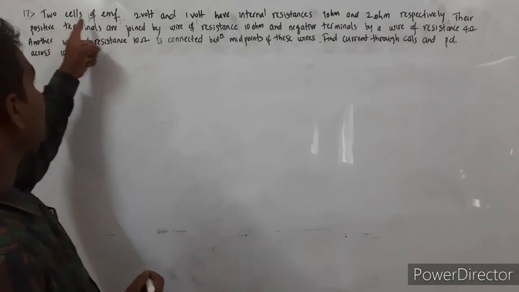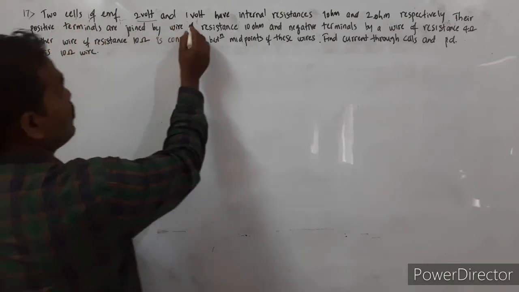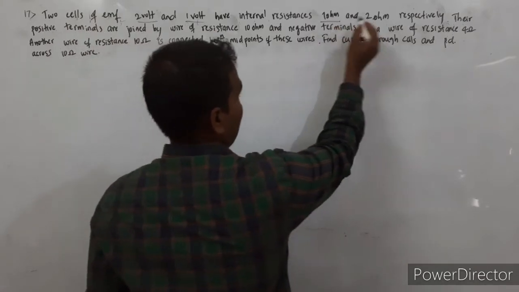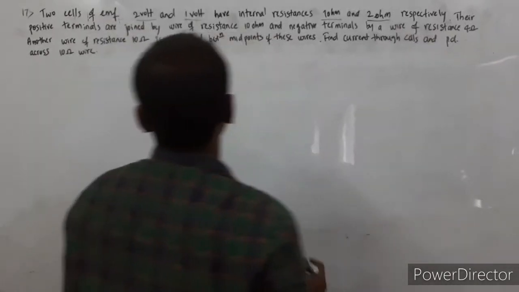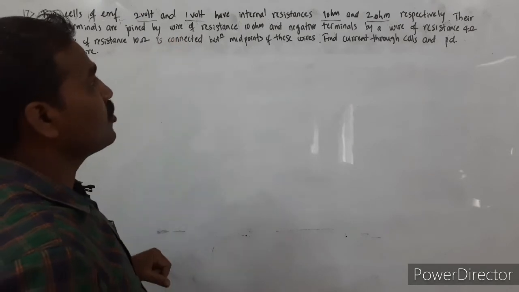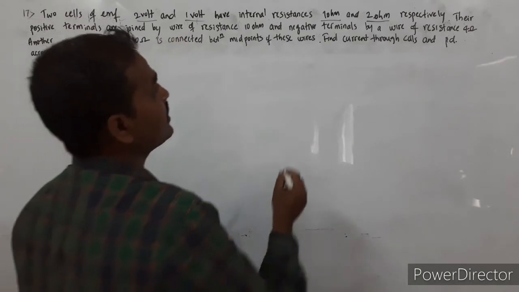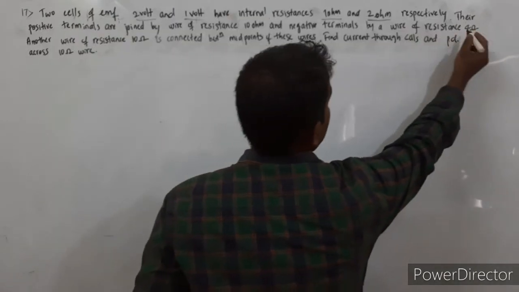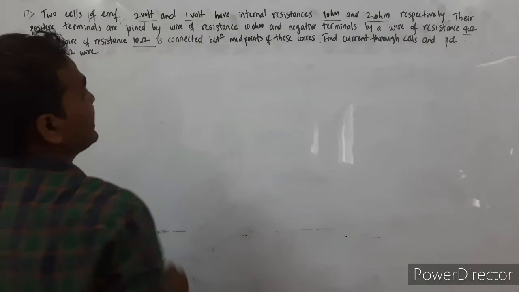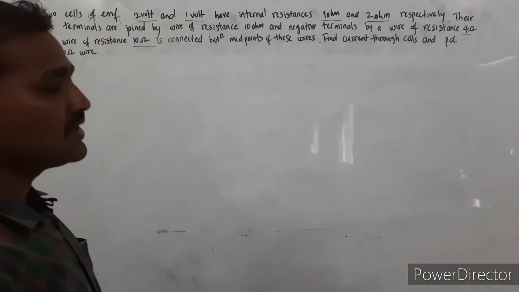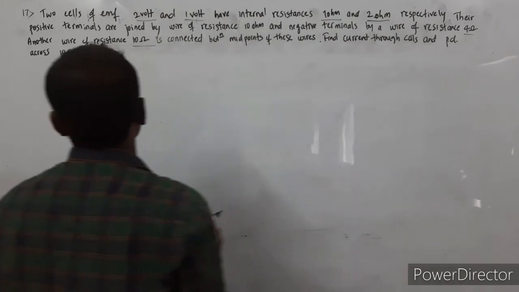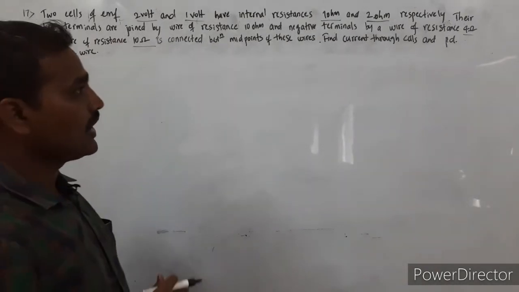It is given that two cells of EMF 2 volt and 1 volt have internal resistances 1 ohm and 2 ohm respectively. Their positive terminals are joined by a wire of resistance 10 ohm and negative terminals are connected by a wire of resistance 4 ohm. Another wire of resistance 10 ohm is connected between midpoints of these wires. Find current through cells and potential difference across the 10 ohm wire.